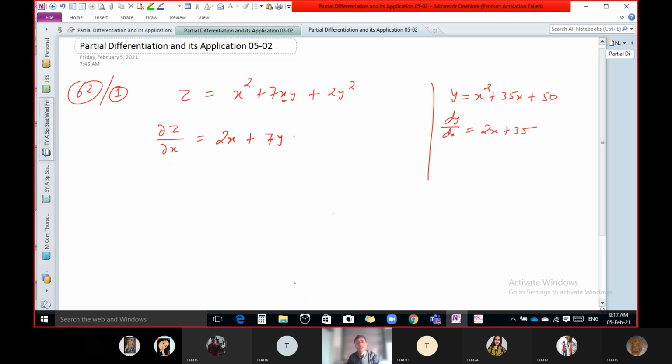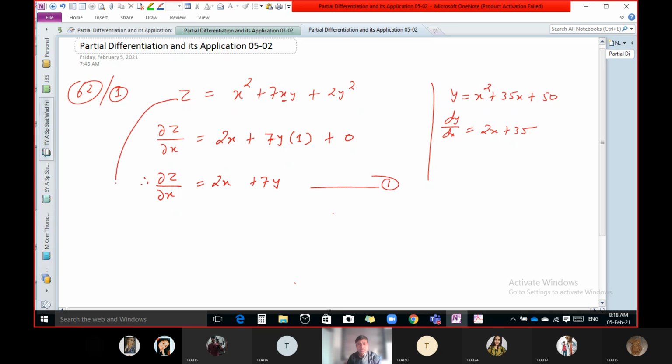What is the derivative of x? 1. Plus, now tell me what is the derivative of 2y square? 0. Perfect. Why? Because it's a constant number. There is no x here. So this is the answer: dou z upon dou x equal to 2x plus 7y.